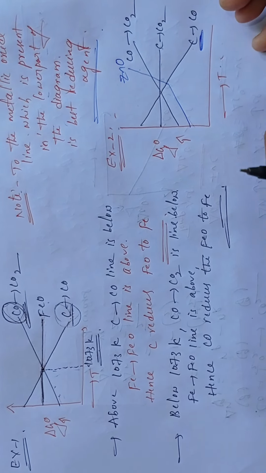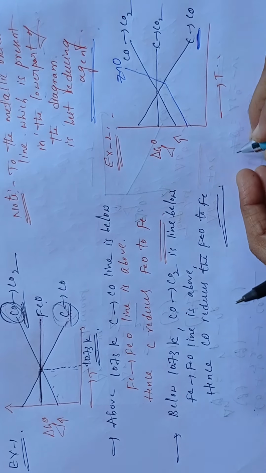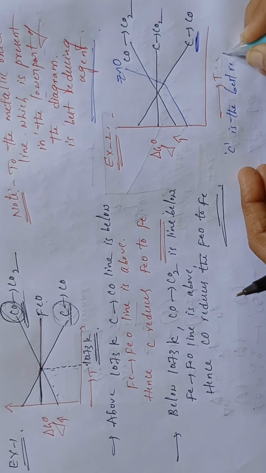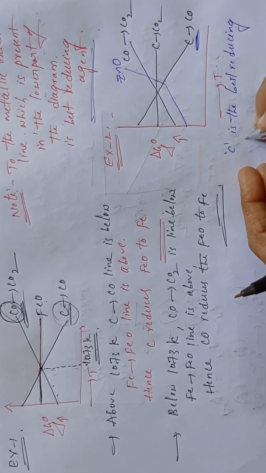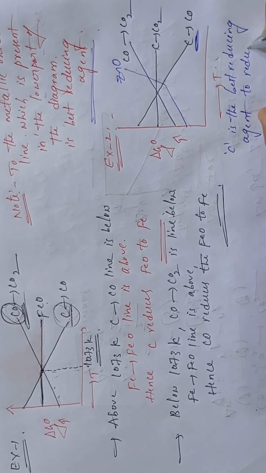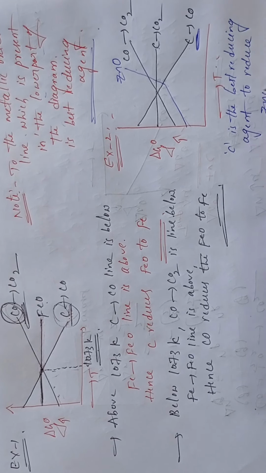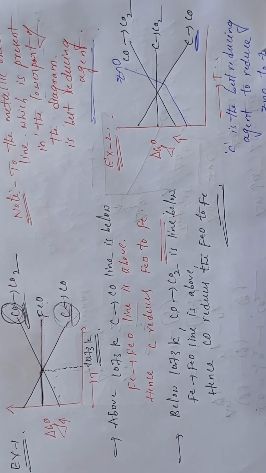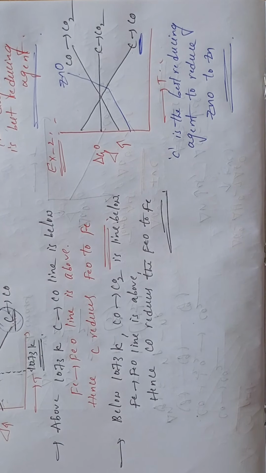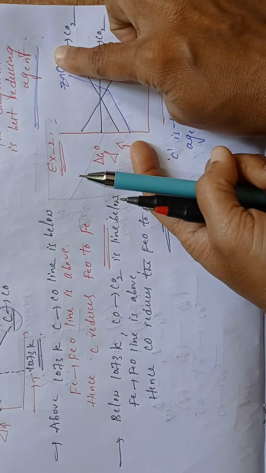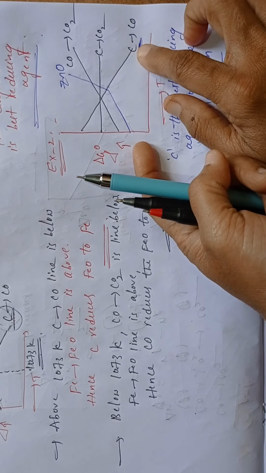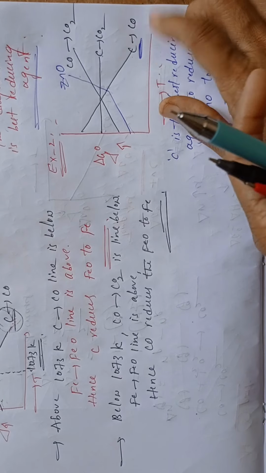Are you clear, students? So which one is the best reducing agent? Carbon is the best reducing agent to reduce zinc oxide to zinc. Are you clear, students? Zinc oxide to zinc. Understanding, to this zinc oxide line, which is the lower part, this is the first lower part. So carbon is the best reducing agent.